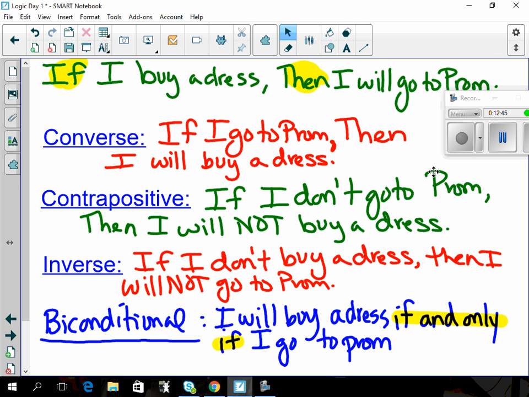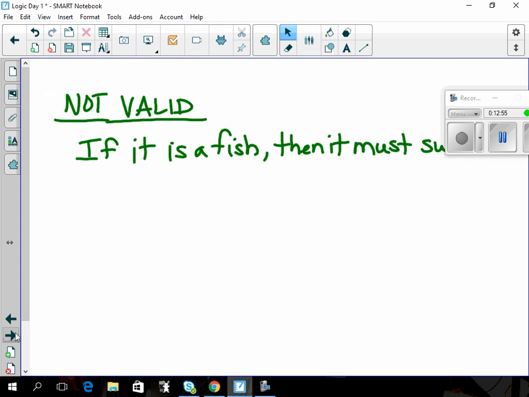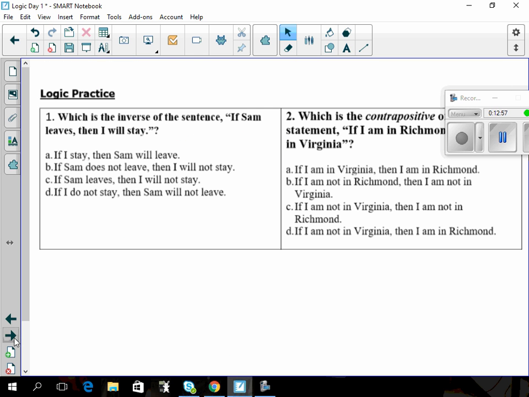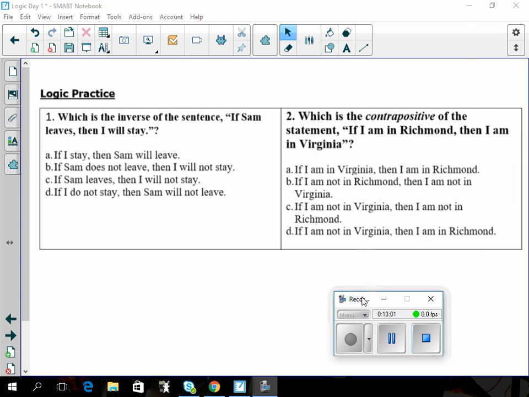Okay. What I'd like for you guys to do is go ahead and turn to the practice problems, which is the next page, and do problems 1 and 2. So problems 1 and 2 on the logic practice that deal with inverse and contrapositive.